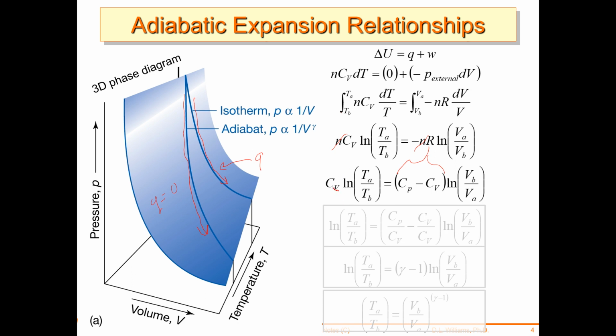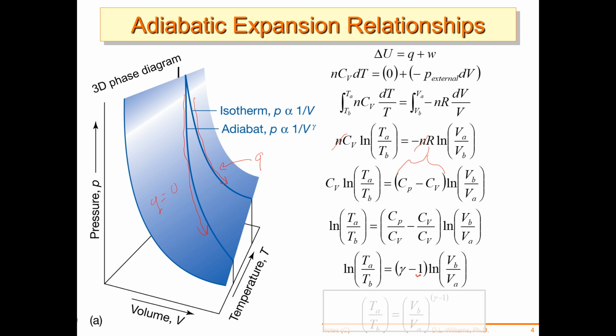And so then I can move this Cv over to the other side. I can divide both pieces by that. And so I have Cp over Cv minus Cv over Cv. So this is 1, and this is gamma. So I have gamma minus 1, and I have the logs. And this right here can move over to be an exponent. And I can get rid of the logs on both sides. So that's where that relationship between temperature and volume comes from, with gamma minus 1 as the exponent.